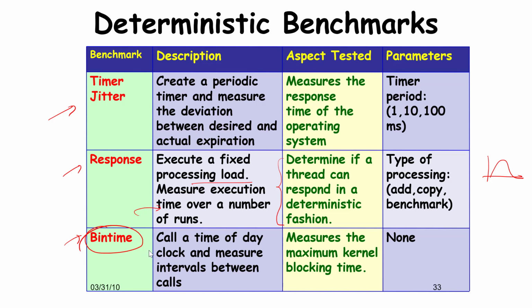Bin time. So in this case, you call a time of day clock, in the sense you call a clock to figure out what is the time and measure the intervals between the calls, right? So in this case, you are basically measuring the time that it takes to perform a system call, right? So what is the system call over here? So the time of day that an application is trying to query is nothing but a system call, right? So you are sending a get time system call to the kernel. The kernel will respond with the time.